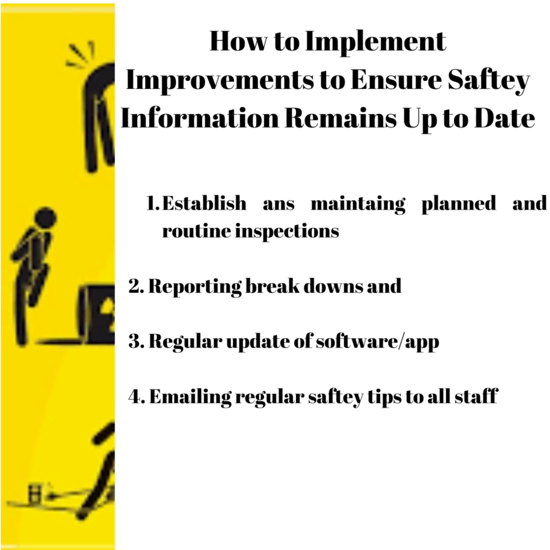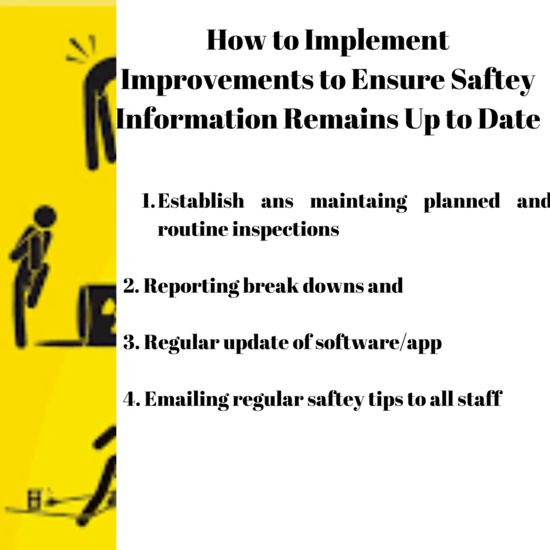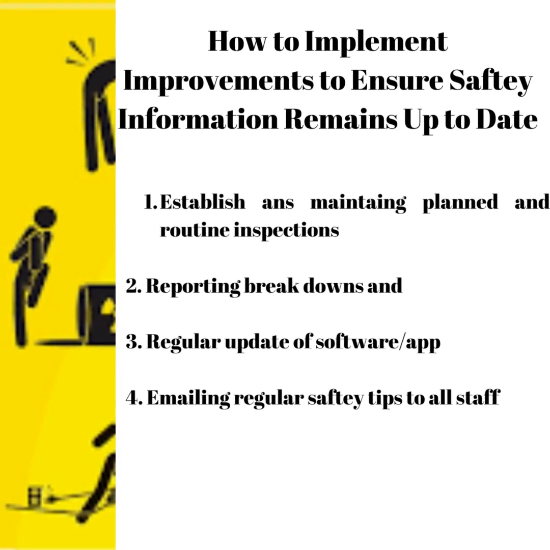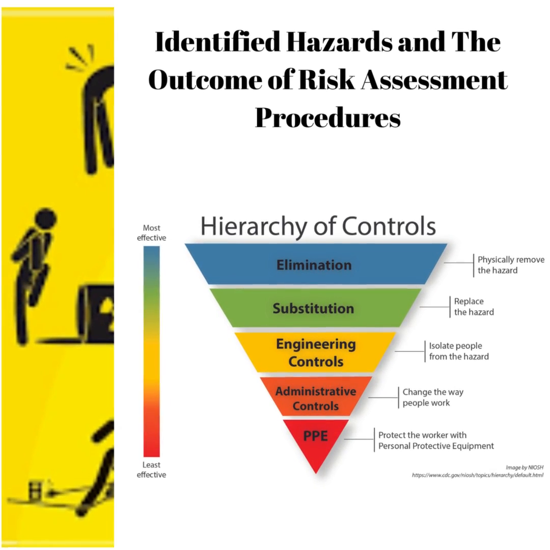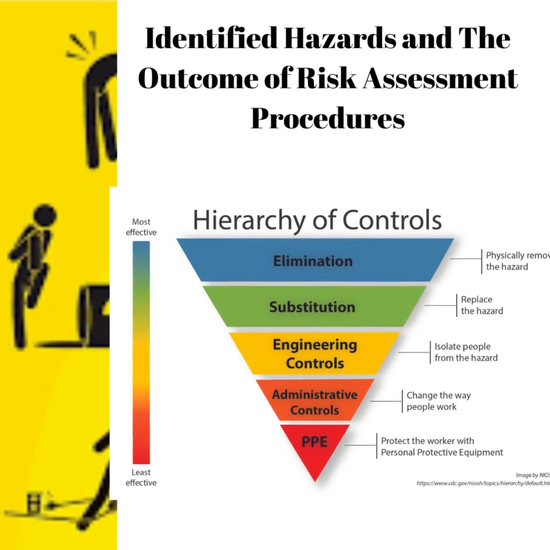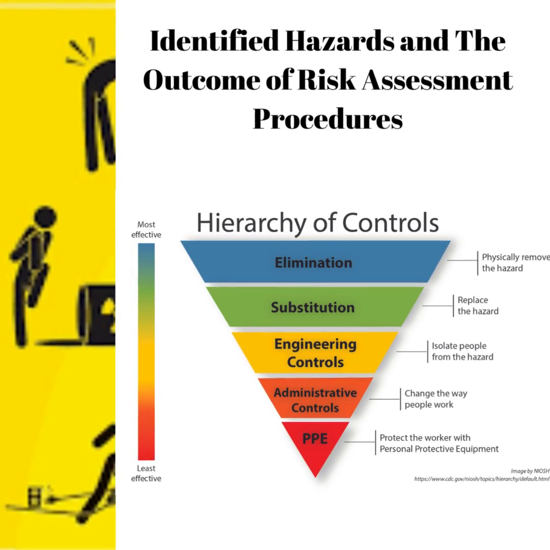How to implement improvements to ensure safety information remains up to date. One, establish and maintain plans and routine inspections. Identified hazards and the outcome of risk assessment procedures. Now, in this case, we're talking about the hierarchy of controls.